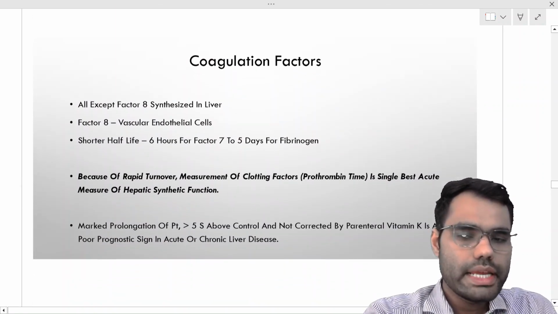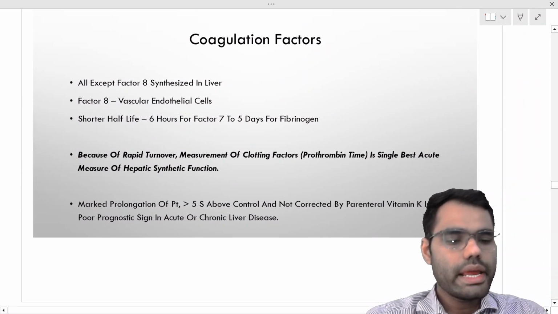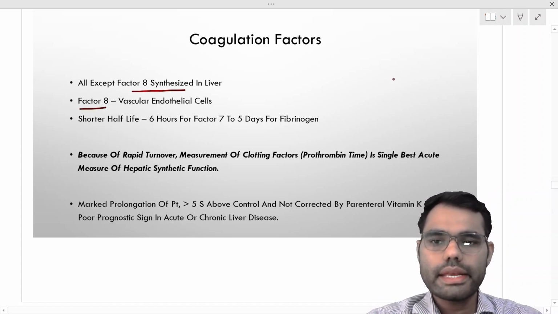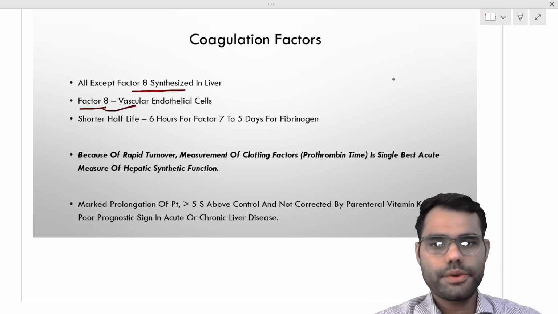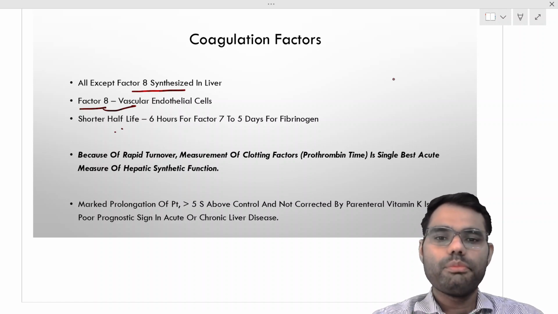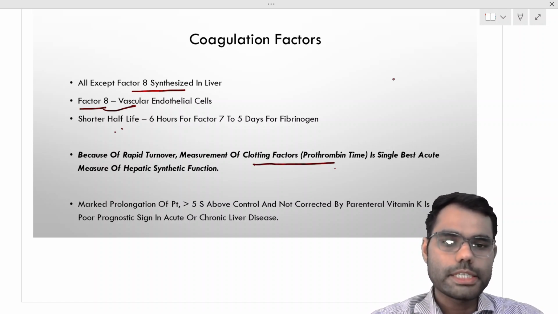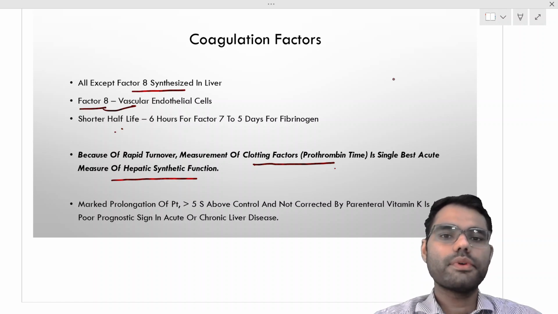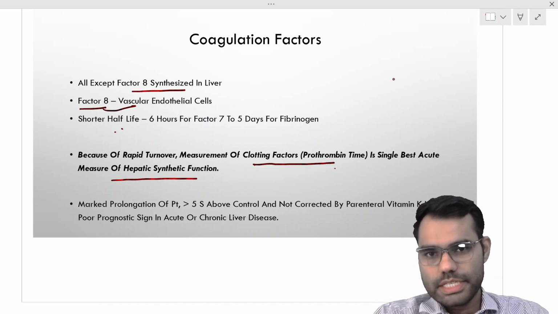Now moving on to the coagulation factors. So all coagulation factors except factor 8 are synthesized in the liver. Factor 8 is synthesized by vascular endothelial cells. And they have a short half-life. So because of the short half-life, measurement of clotting factors, specifically the prothrombin time, is the single best accurate measure of hepatic synthetic function, right? So this would give us the most acute picture of liver dysfunction, right?